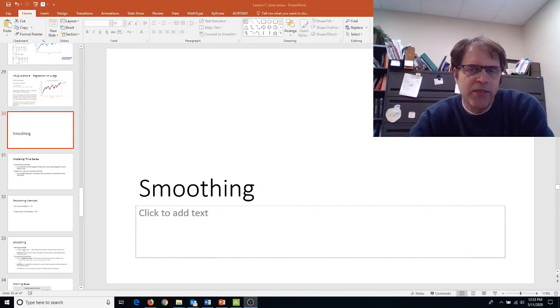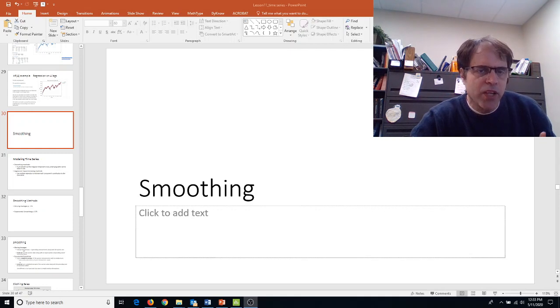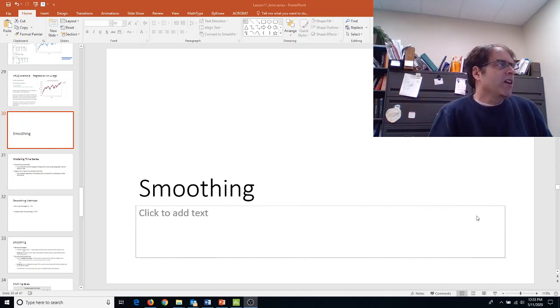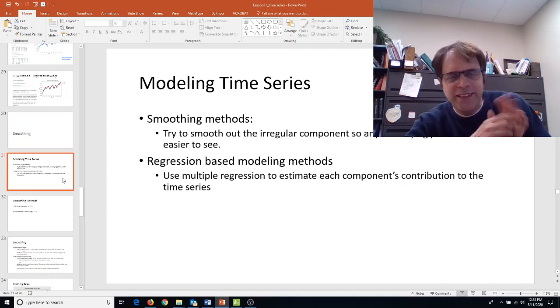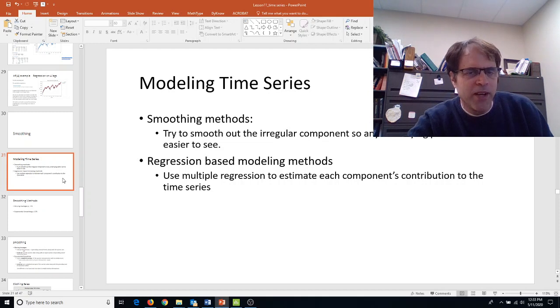So we talked in the last video about autoregressive models and telling how much we need to smooth. So let's talk a little bit more about smoothing. In modeling time series, we can use smoothing methods. These are the very basic forms. The two basic forms we look at: smoothing and regression-based models.